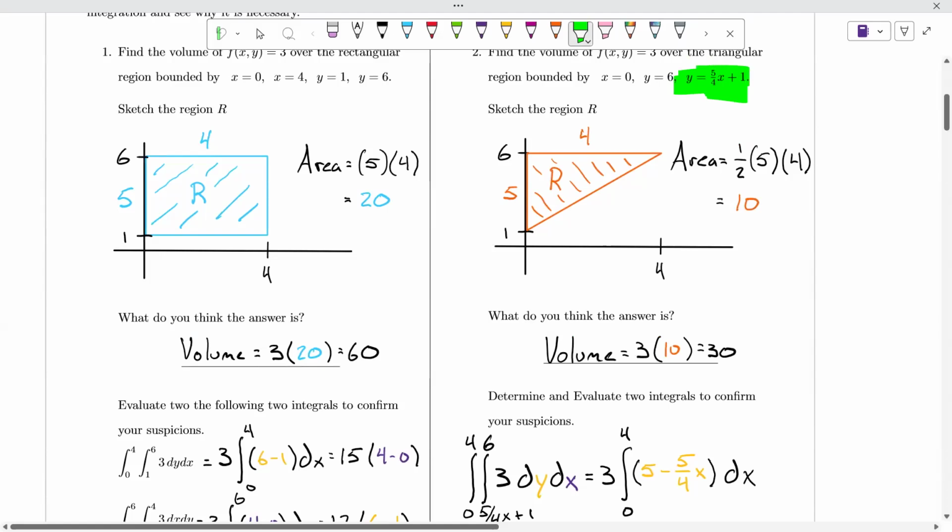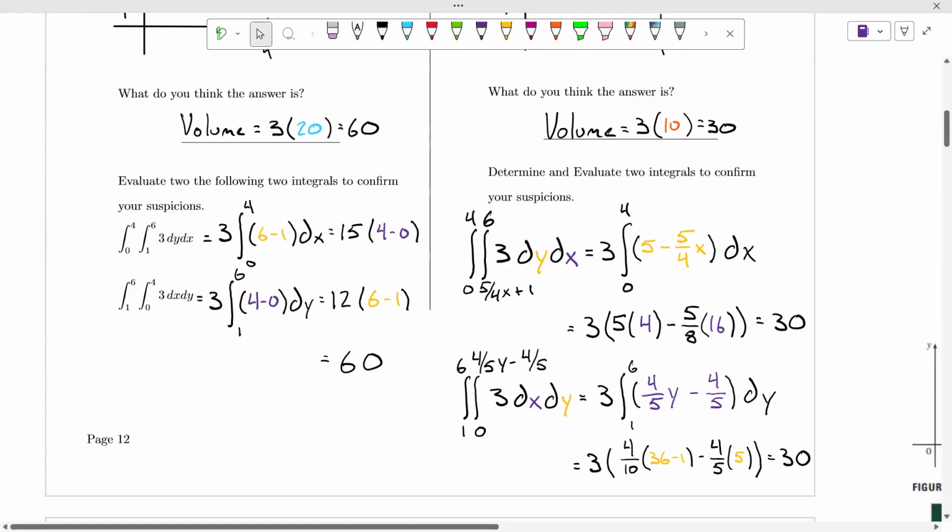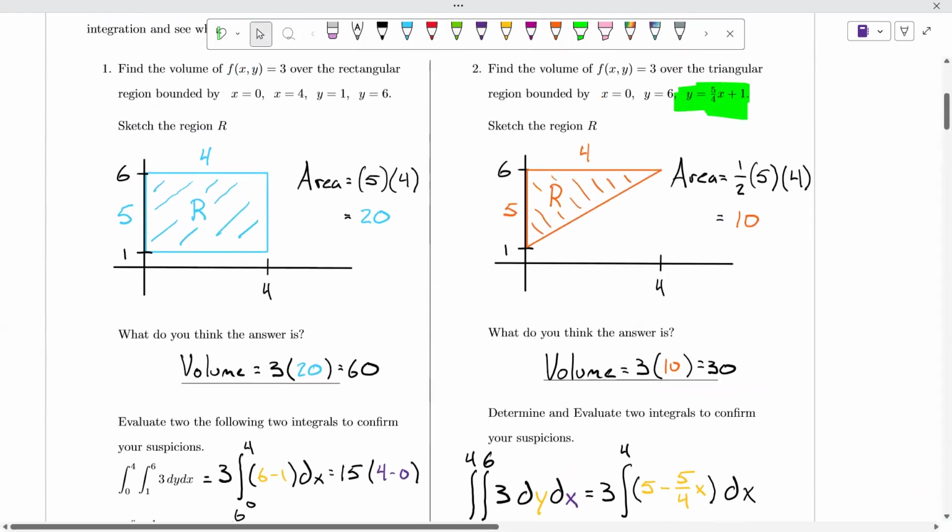Which means solving this equation for x instead of y, in which case I got x equals 4 over 5 y minus 4 fifths. But now that line is the right bound, and my left bound would be the equation x equals 0. So if I'm doing dx first, I want my two bounds to be of the form x equals something, and probably a function of y.